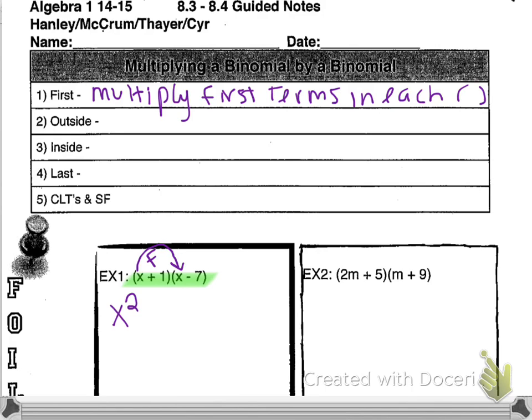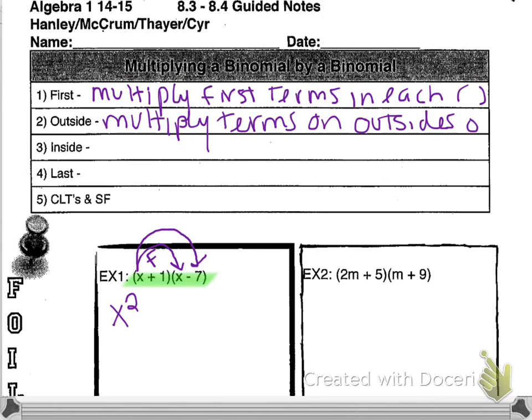Alright. Next, we want to use the O for outside. So you're multiplying the two terms that are on the outside of both sets of parentheses. In this case, it would be x times negative 7. So multiply terms on the furthest left and the furthest right, or on the outsides of the parentheses. So we would have x times negative 7 or negative 7x. So that's your O.